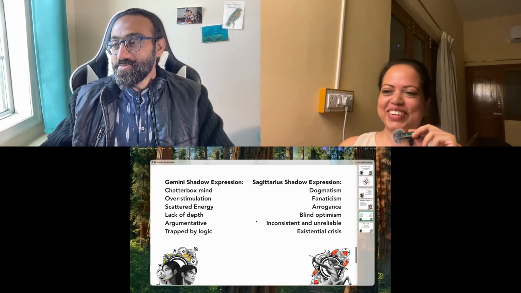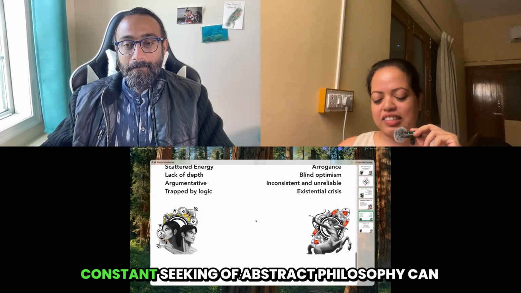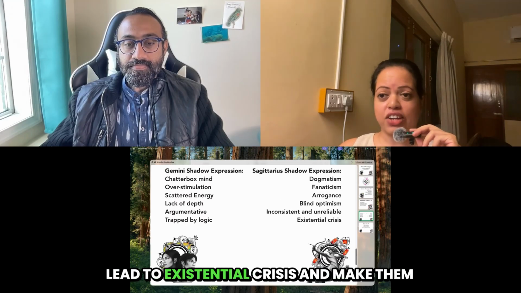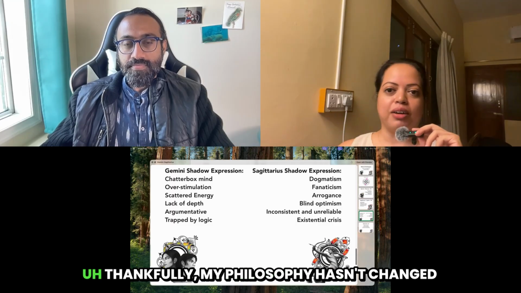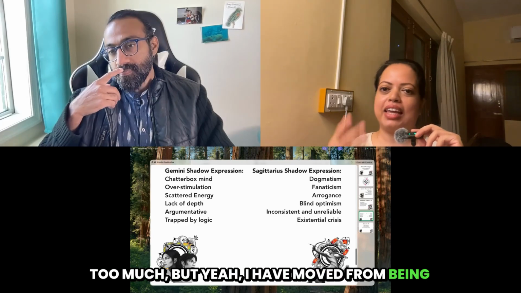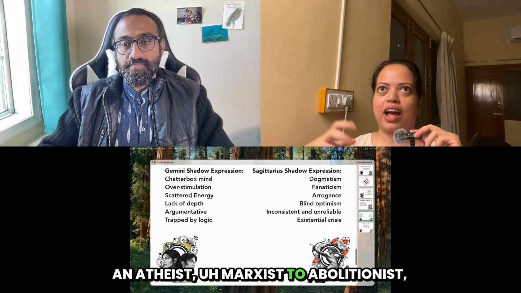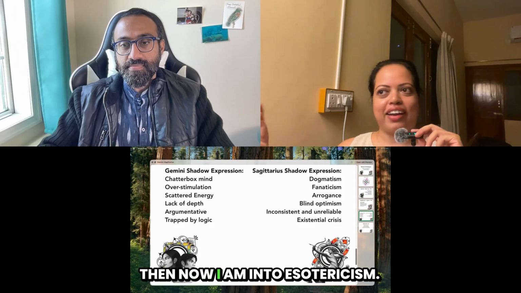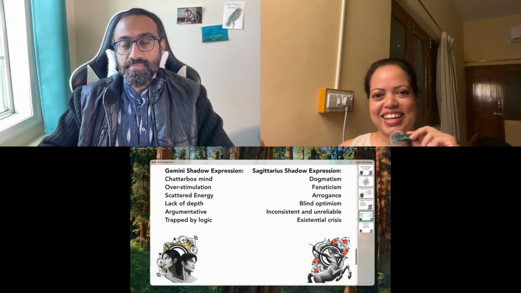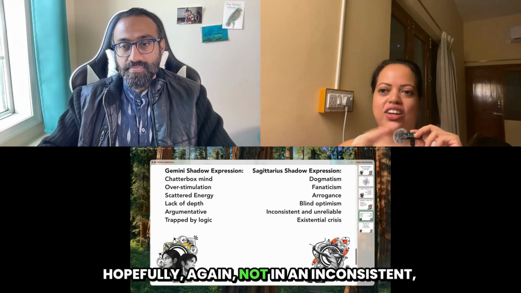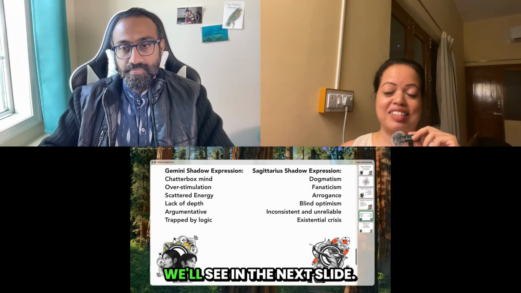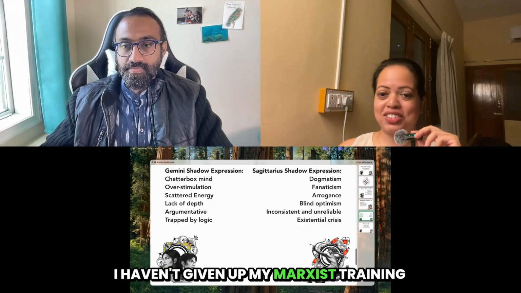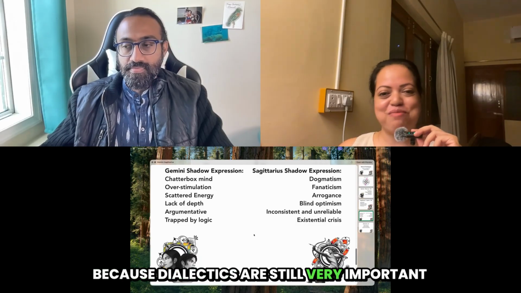All right. Well, I also guess the constant seeking of abstract philosophy can lead to existential crisis and make them sometimes unreliable in philosophy, because you're always seeking. Thankfully, my philosophy hasn't changed too much, but I have moved from being an atheist, Marxist to abolitionist. Then now I am into esotericism. So hopefully, again, not in an inconsistent, unreliable way, still making the connections between all, and that's what we'll see in the next slide. I haven't given up my Marxist training because dialectics are still very important to me.